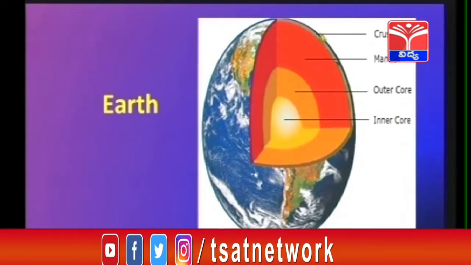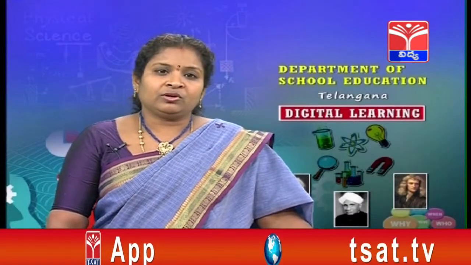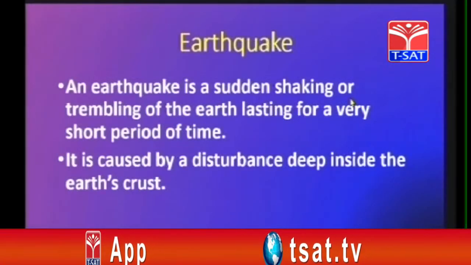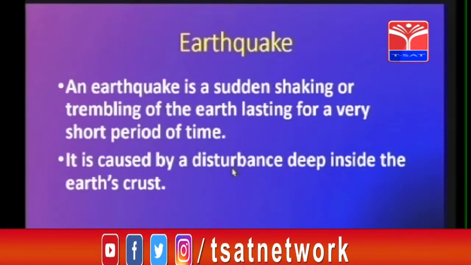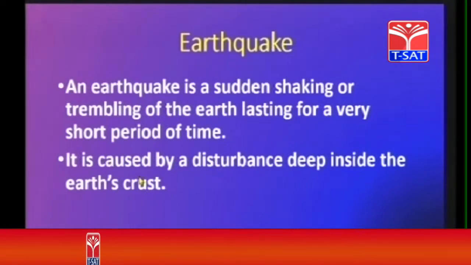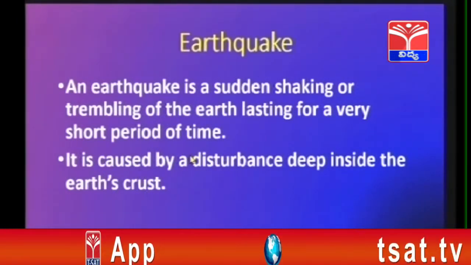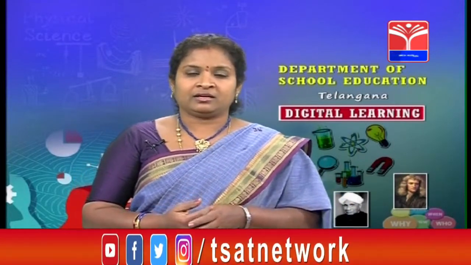So children, this earth crust is also made up of layers. Now children, what is an earthquake? It is a sudden shaking or trembling of the earth. It lasts only for a short period of time. It can also be caused due to a deep disturbance inside the earth crust. Just now as I told you, the lava which is flowing from one place to another place, from deep inside the core or the mantle, will cause a disturbance on the topmost layer of the earth, that is the crust. And because of this, an earthquake occurs.